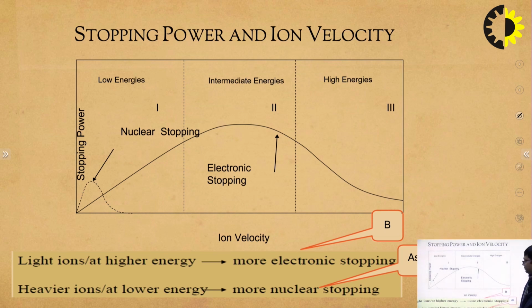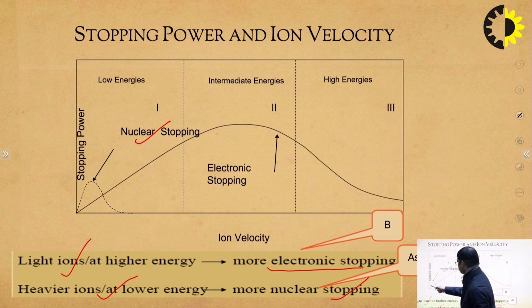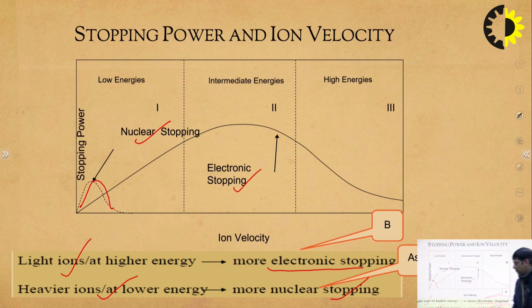Here we can see, if we have lighter ions, then they are more in electronic stopping. If they have heavier ions, then it is more of nuclear stopping mechanism. If there is nuclear stopping, this is the curve it follows. So, the distance travelled is very less, but if it is electronic stopping, the distance travelled is much larger.